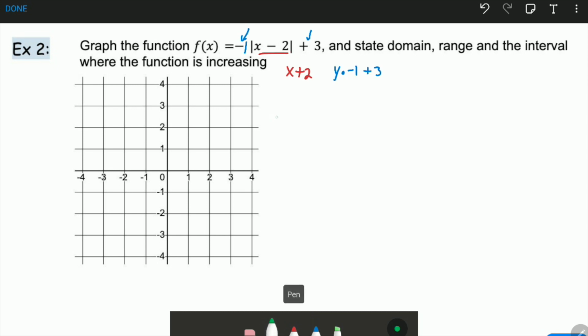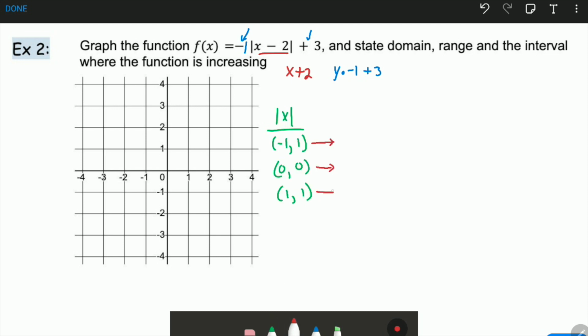Our parent function that we're doing is the absolute value function. We know this because of the absolute value bars in our equation. And the 3 ordered pairs we're going to use are the 3 that will help us get the V shape. So there we go. That just comes from the basic graph of the absolute value function.